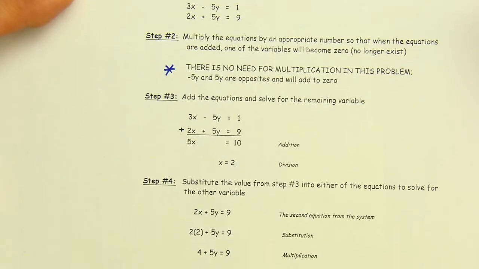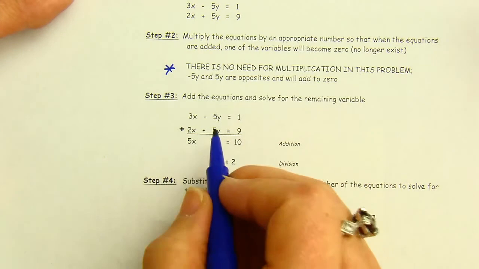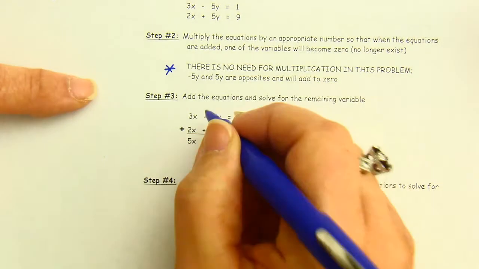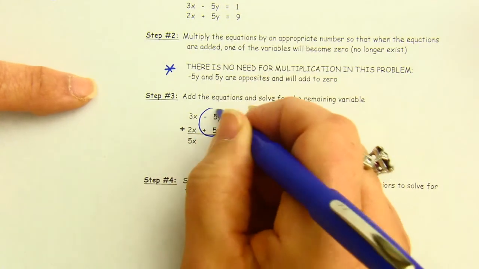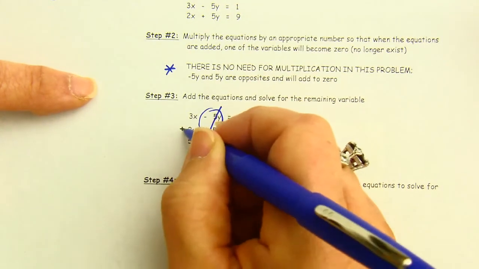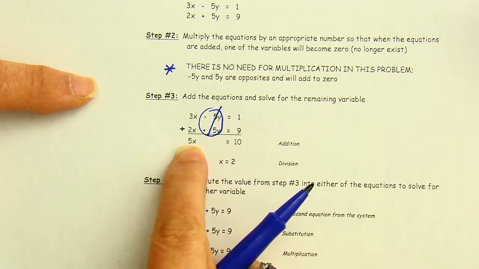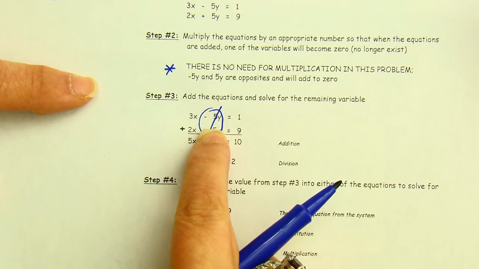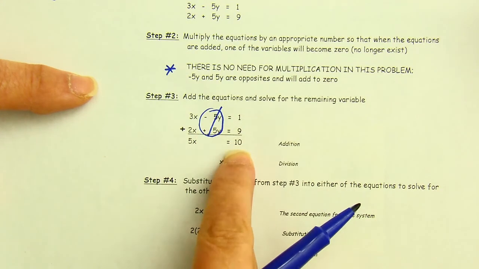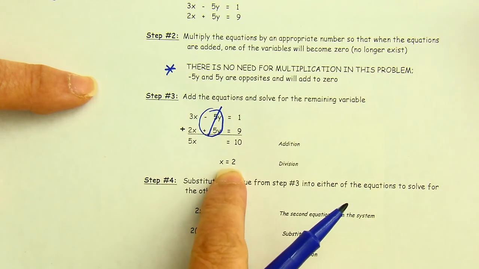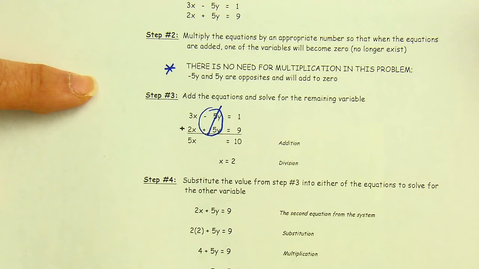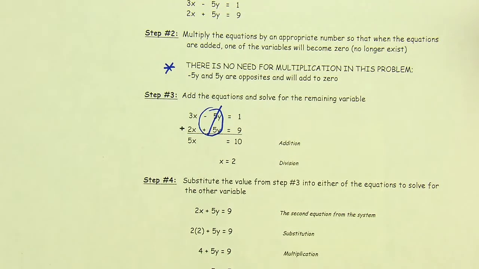Step 3. Now I'm going to show, once I have a pair of opposites, I like to circle them, cross them out, and show my plus sign. I've got 3x plus 2x is 5x. This is gone. 1 plus 9 is 10. And when I divide, I see that x is equal to 2. But that's what x is. I have to find y.